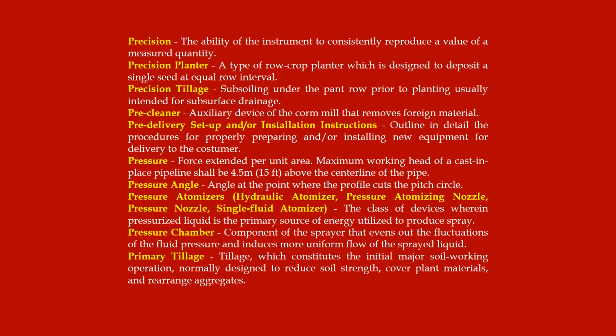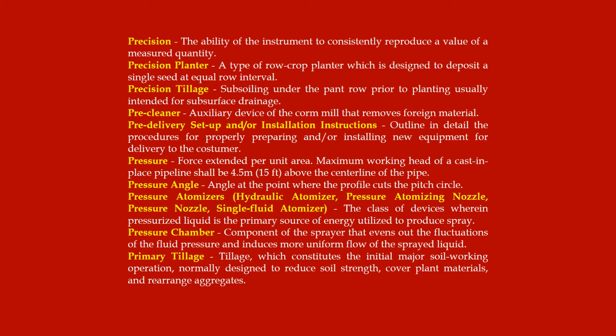Precision tillage, subsoiling under the plant row prior to planting, usually intended for subsurface drainage. Pre-cleaner, auxiliary device of the corn mill that removes foreign material. Pre-delivery setup and/or installation instructions outline and detail the procedures for properly preparing and/or installing new equipment for delivery to the customer.